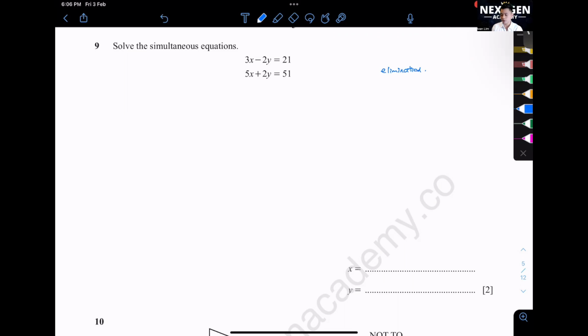Everyone take out your calculator. I'll be explaining with the 570EX. Your calculator actually can solve for a simultaneous equation. You press menu, you press right, down, down. I'll write down the steps for those who don't know.